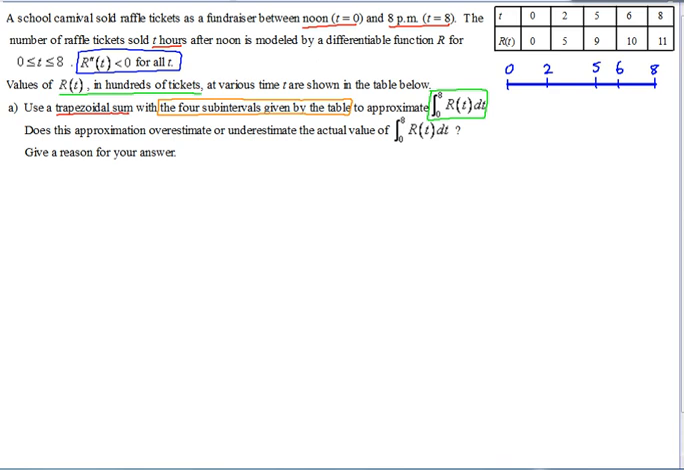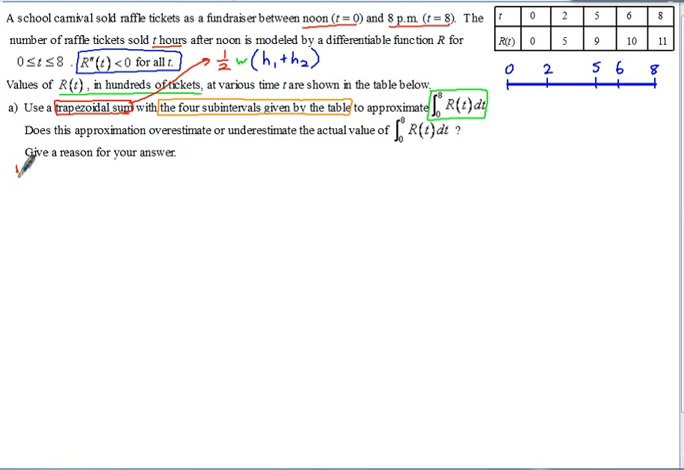So let's calculate what this is. So we're going to take, remember the formula for the trapezoid: 1/2 times the width times h sub 1 plus h sub 2, where the heights come from both endpoints. So let's calculate, in this case we've got 4 subintervals, so 4 trapezoids. Let's calculate each of these and add them up.